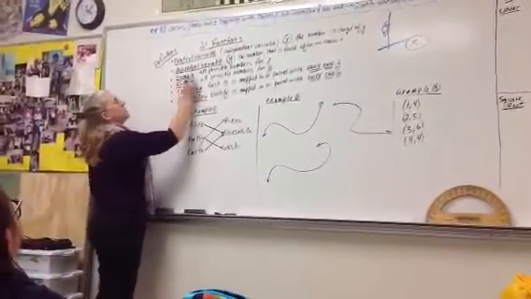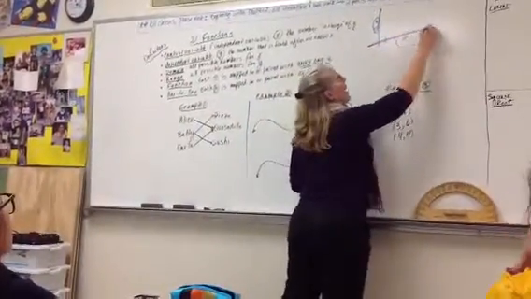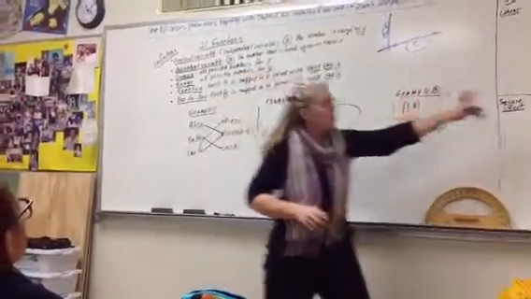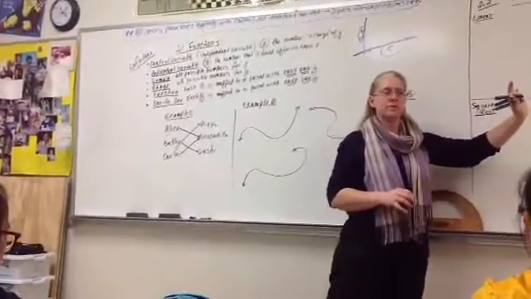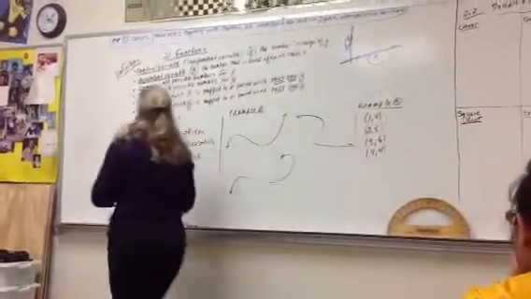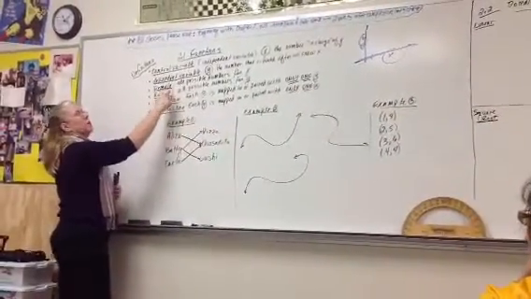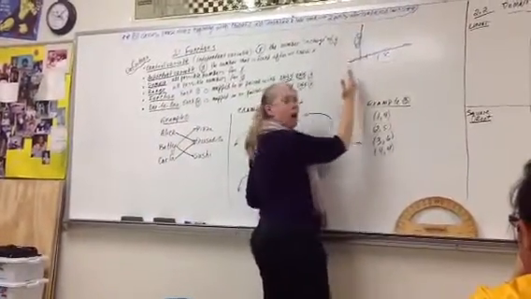Domain isn't probably a new word. It's all the numbers that work for x. There are some graphs that we are going to look at where the x values aren't all okay. Some of them are not okay. So that would change the domain. Range is all the numbers that are okay for y.